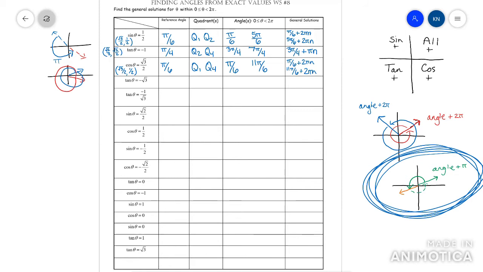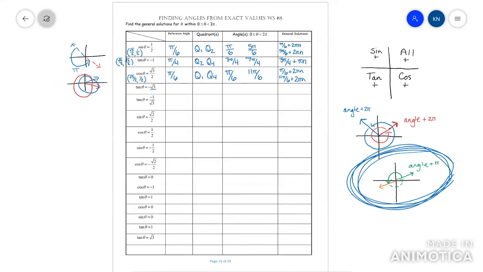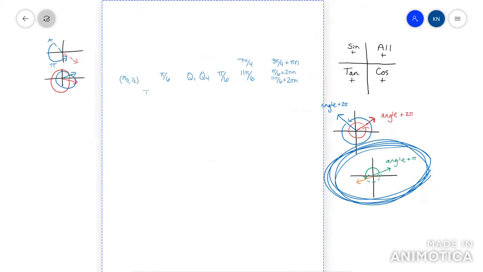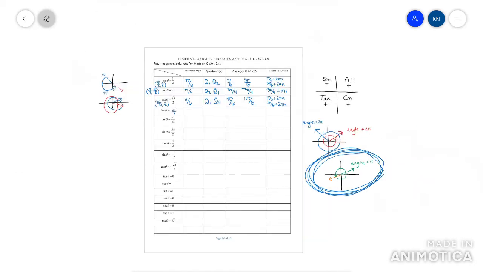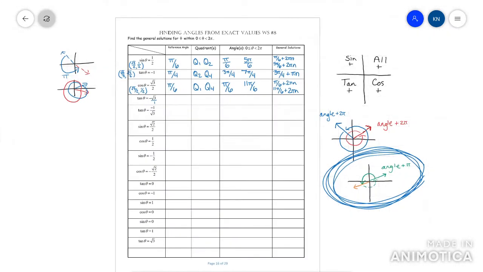All right, tan theta equals negative root 3. Whenever I see this, I put over 1. And whenever I see tan, I also write y over x. It helps me because now I know that the numerator of my x has to be a 1, so it's got to be 1/2. And then the numerator of my y has to be a root 3, so it's got to be root 3 over 2. This coordinate's at pi over 3.